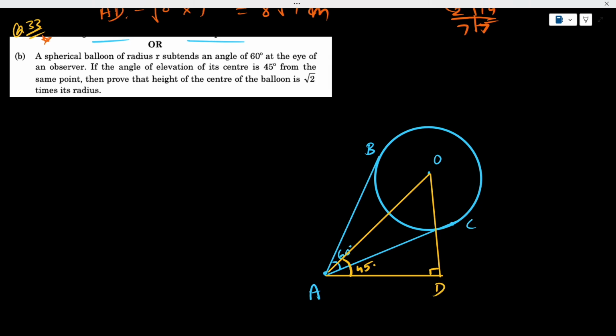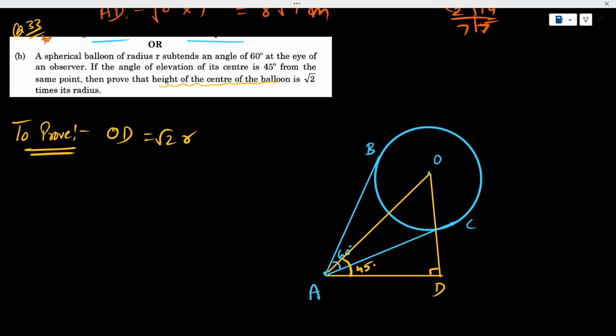If I write here D, so what is to be found here? It is OD. See, it's written the height of the center of the balloon. Instead of to find, it is to prove, because it's already given, right? So the part to prove is OD is root 2 R, if I take R as the radius.